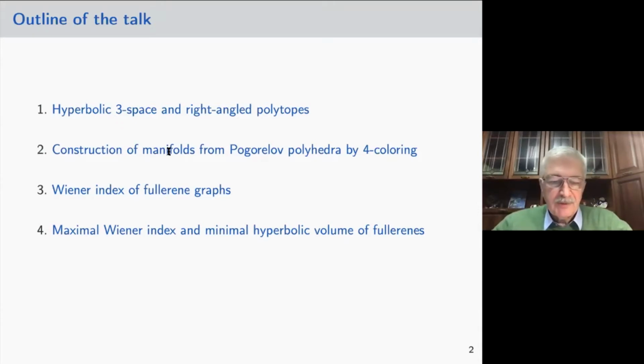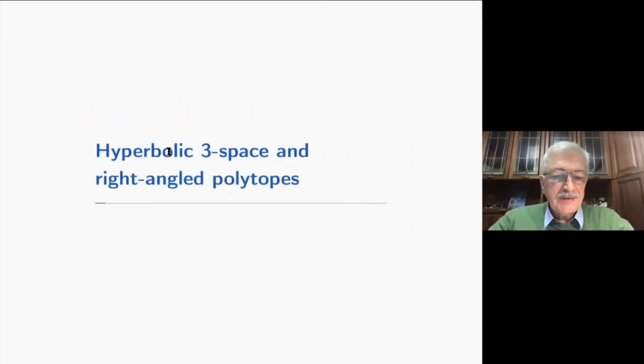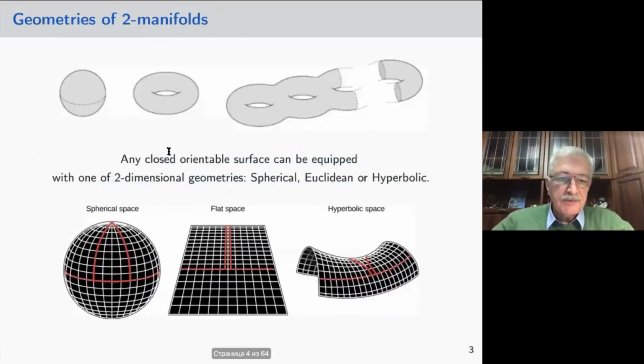If you have any questions, please stop me, and I will be glad to tell more if you need. So firstly, let us discuss hyperbolic three-dimensional space, in Russia we call it Lobachevsky space, and a special class of polytopes. Let me briefly recall the two-dimensional situation.